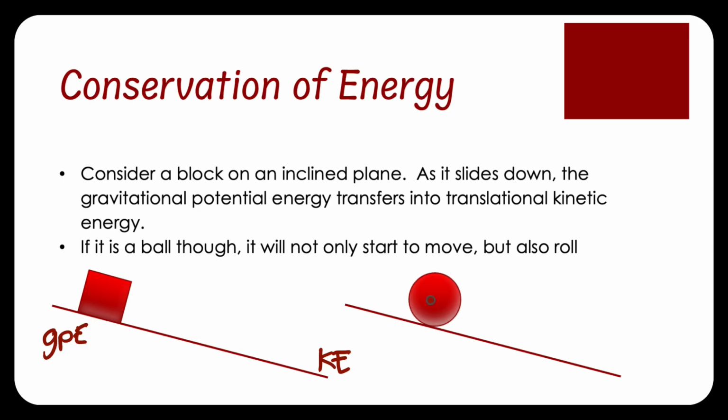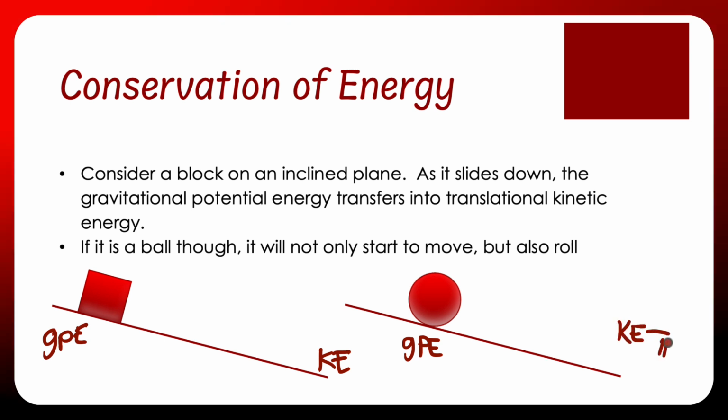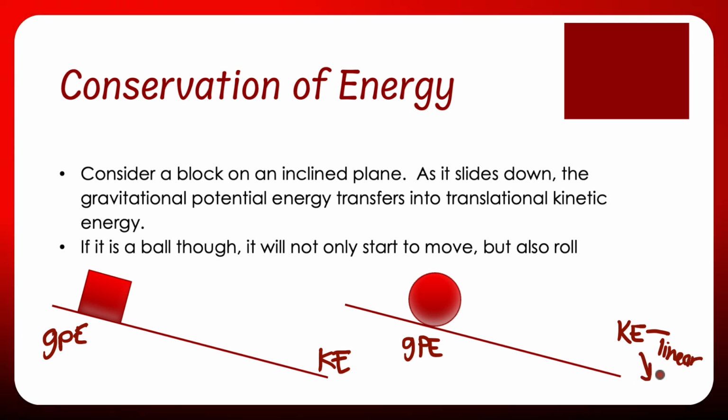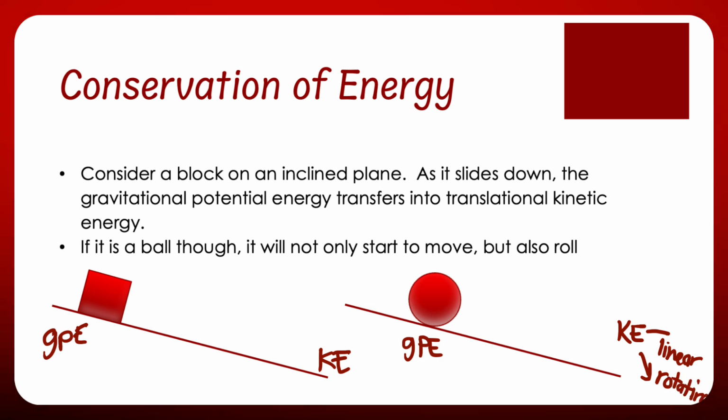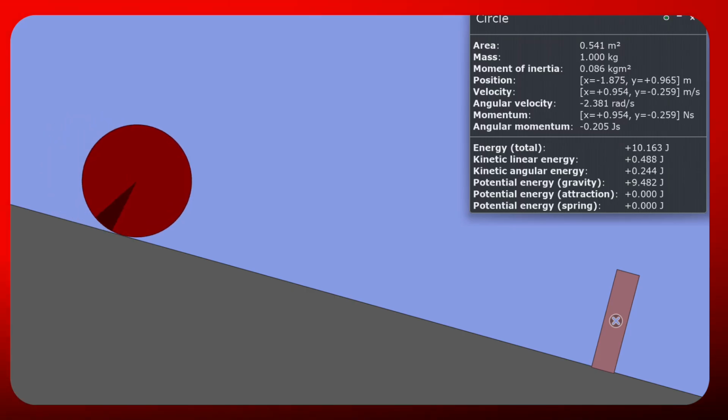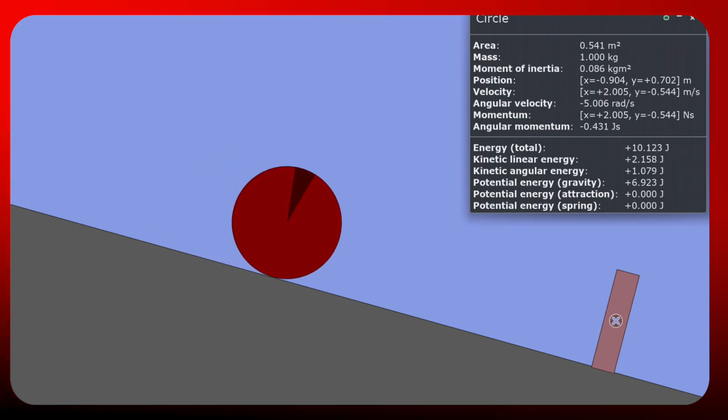Now, if I have a ball or a sphere, as it goes down, it's going to take this gravitational potential energy, and we know it's going to start to move, and I will get kinetic energy at the bottom. But now some of this will be linear, just like with the box, but also some will be rotational, because it will be rolling as well. So now let's watch the ball roll down the hill.